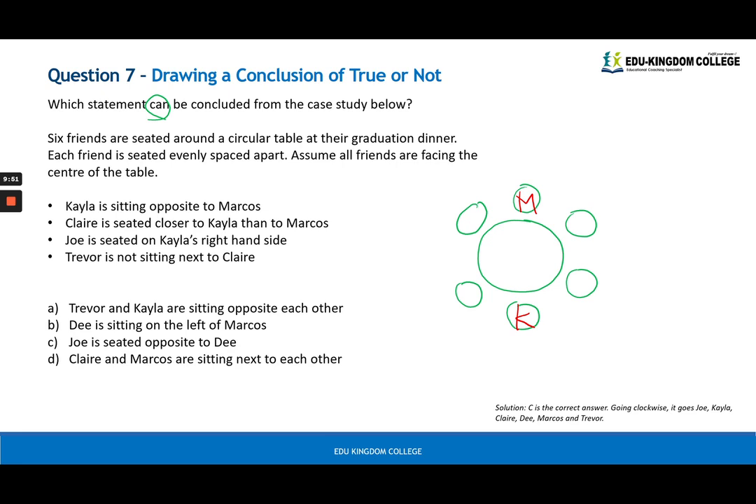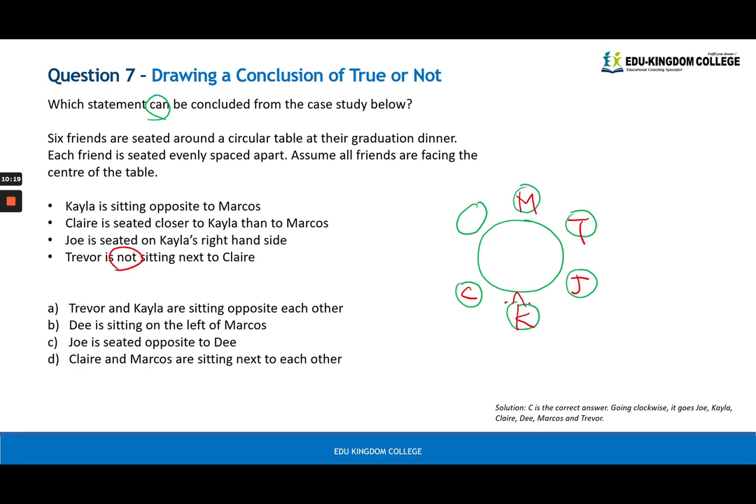Claire is sitting closer to Kayla than to Marcos, so Claire probably will be sitting on either side of Kayla, and that will make her closer than Marcos. Joe is seated on Kayla's right-hand side. Okay, Kayla is facing that way. That's her nose. Those are her little eyes. So Joe is sitting on the right-hand side. This one must be Joe, which means this one must be Claire. Trevor is not sitting next to Claire, so Trevor must be here.